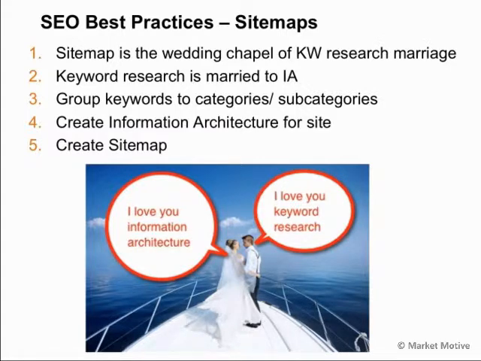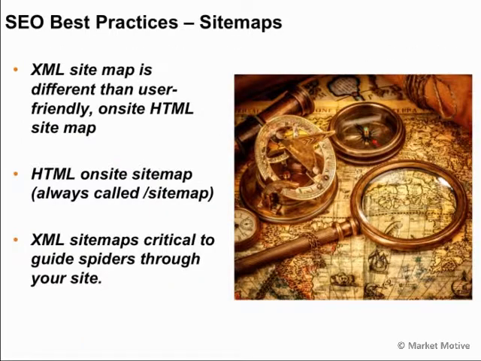You're going to group those keywords by category and subcategory according to the way that your keyword research lines up with that. So this is going to create the information architecture for your site, and then from that you'll create this sitemap. Now it's important to note that the XML sitemap is different from the user-friendly on-site HTML sitemap. I mentioned that you always want to have it at /sitemap, and then the XML sitemap you actually submit directly to Google. And both of these things are going to help to give Google some very strong signals as to the information architecture, the hierarchy, what level in that pyramid the page within your domain is located.